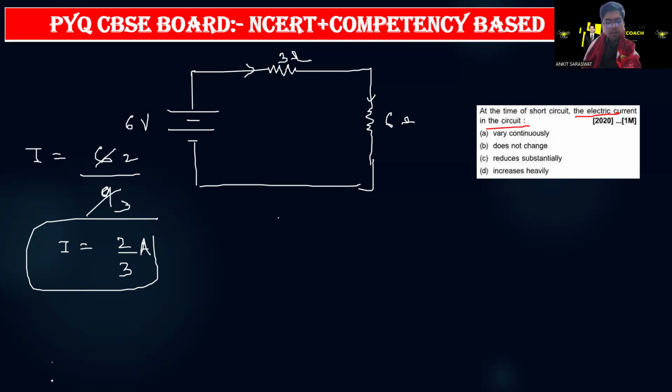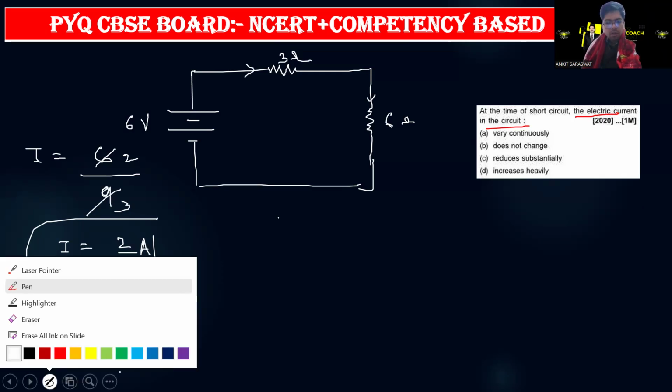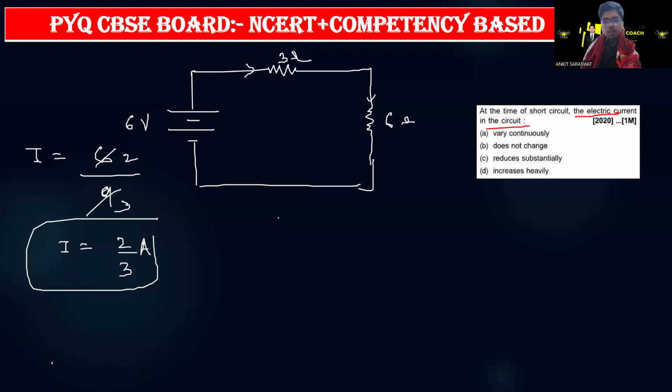Now what is the meaning of short circuit? Short circuit means the path becomes short. See, the path of current is this. Current is going like this. If I draw the path, this is the direction of the path of the current. Clear? This is the actual path. Now this path becomes short. That's why we are saying short circuit.